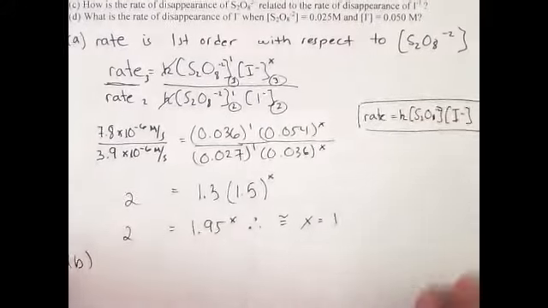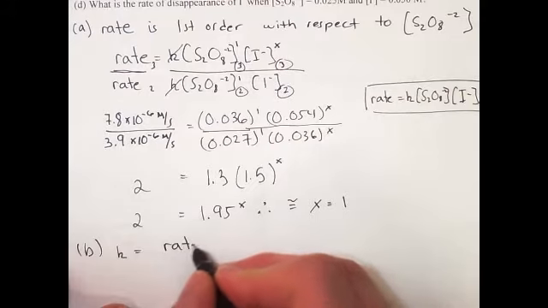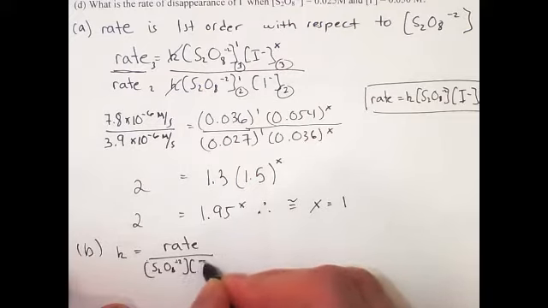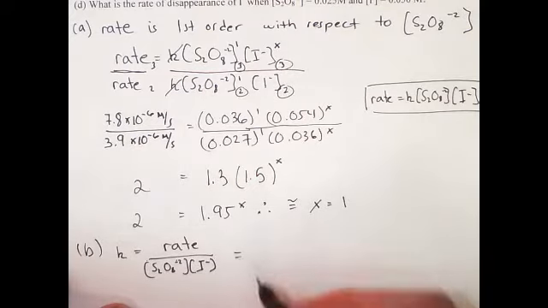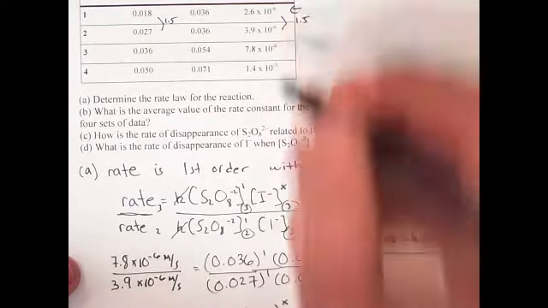For question B, it asks us to rearrange that rate law and solve for k. K equals rate over S2O8 over I. We pick any experiment. I'm just going to pick experiment number 1, and I'm going to substitute this data in.